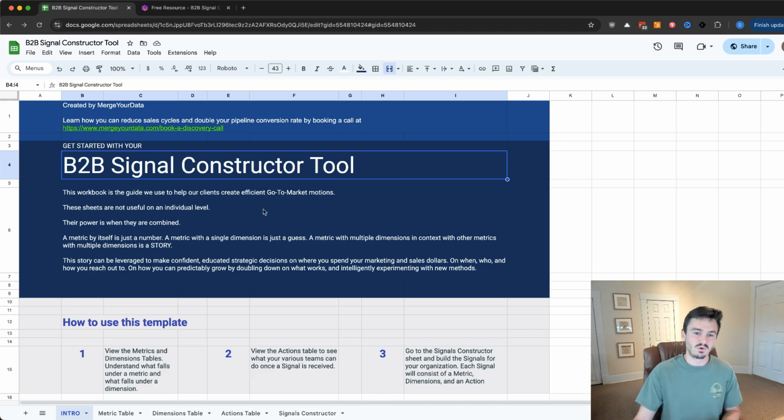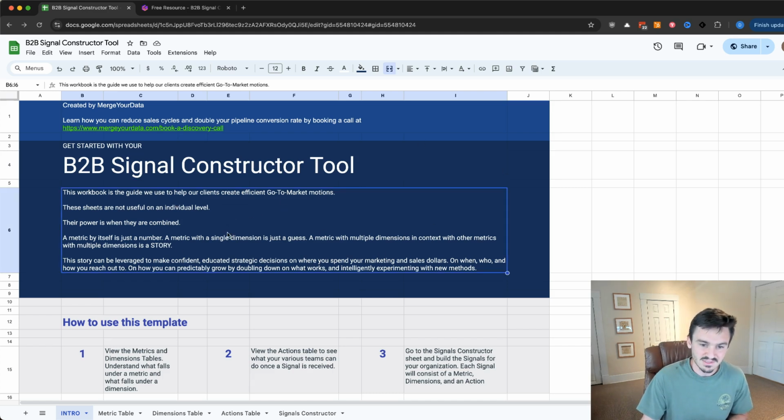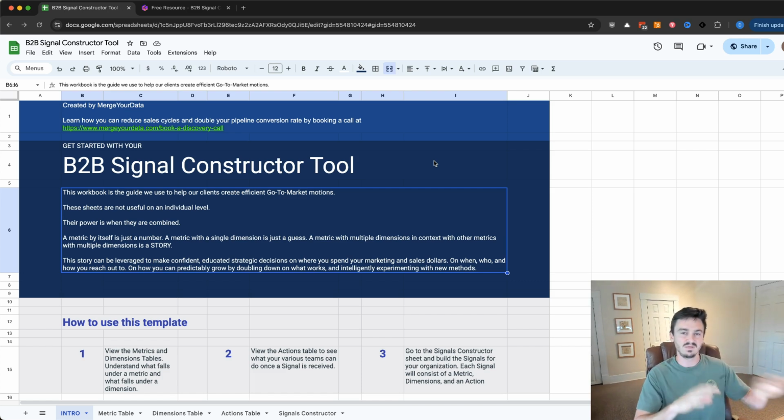But overall, this workbook really is about a common misconception and hurdle that I see people face all the time, which is that metrics and dashboards are completely useless by themselves. They don't mean anything if you're just staring at a pretty dashboard. This constructor tool helps you get past that point and tie action back to the data that you're looking at, and it helps you build that plan one by one. The power of these sheets is when they are combined together, and the Signals Constructor tab is the tab that does that.